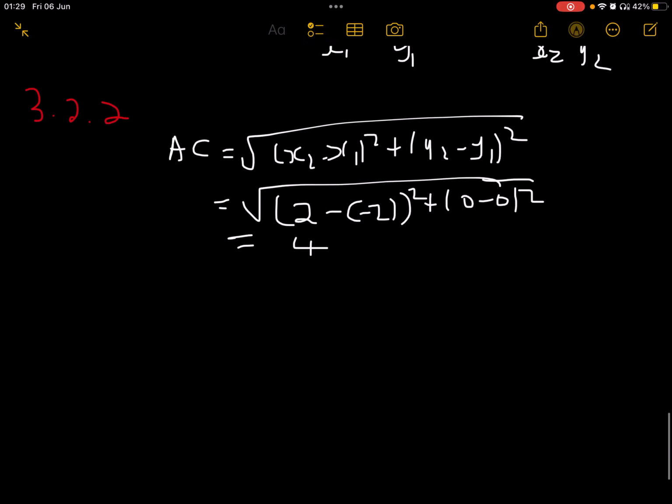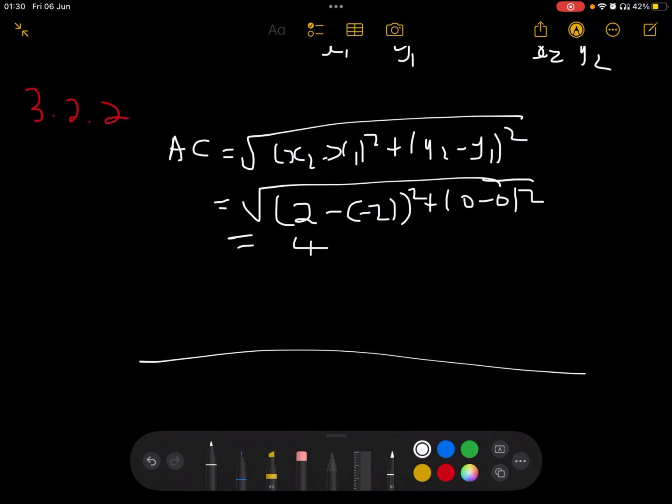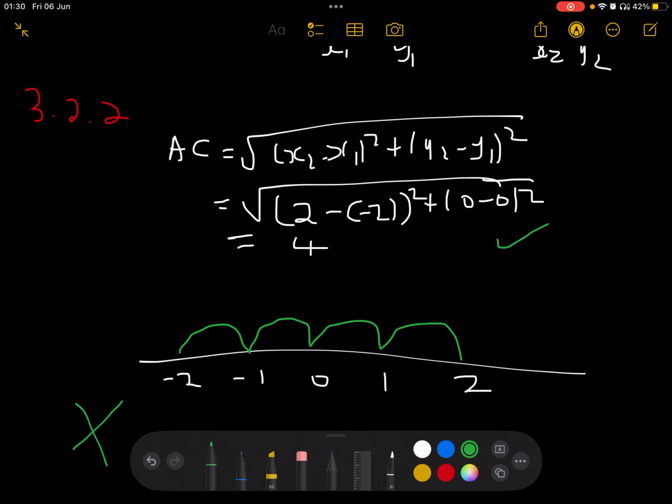Or we can say, if we look at the graph, from minus 2, minus 1, 0, 1, and 2, how many units are you moving to get to the 2? You're moving 1, 2, 3, 4 units. But this one is a grade 3 or grade 4 method, whereas this is more ideal.